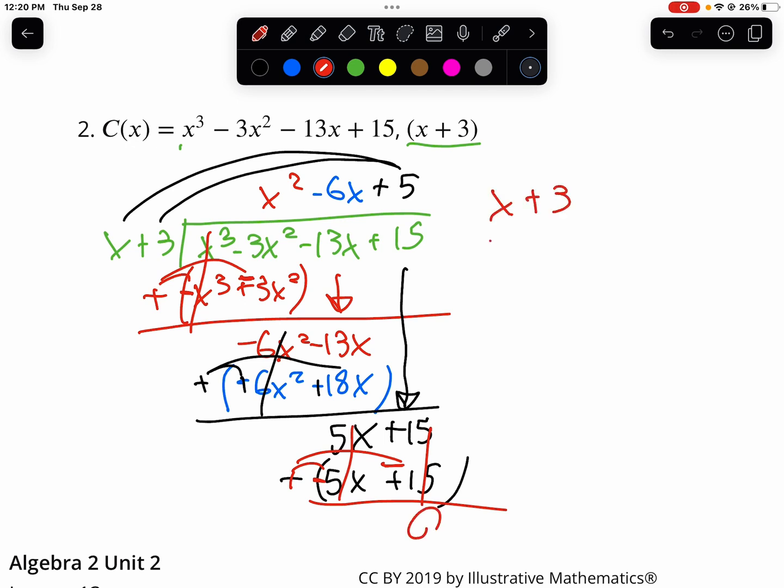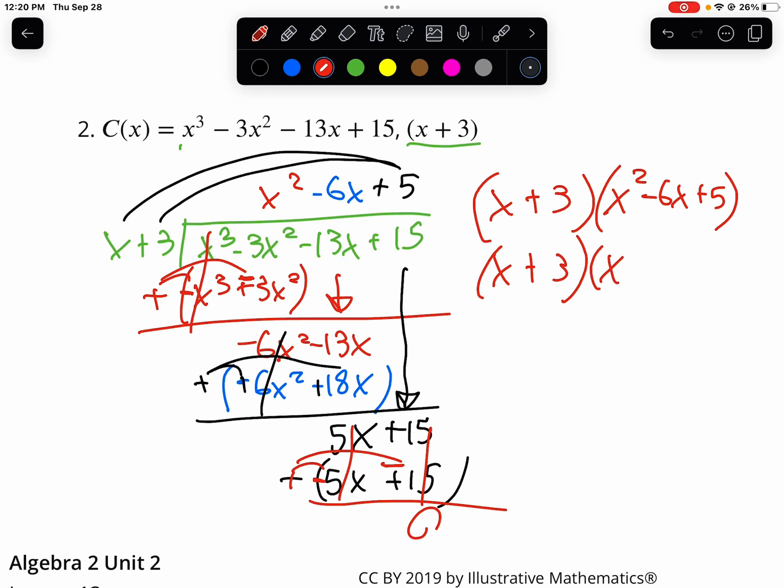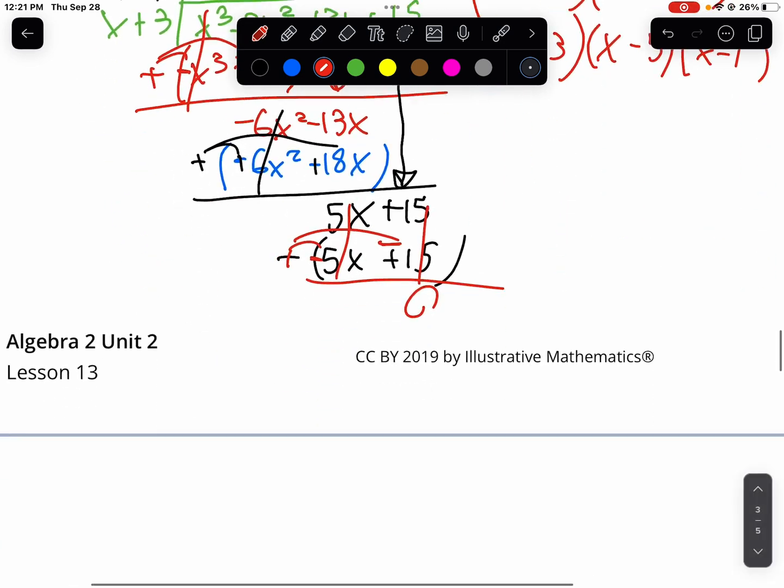X plus 3 is a factor, and we can rewrite it as x plus 3 times x squared minus 6x plus 5. Then what we're left with is we have to factor the second term to find the zeros, and we're going to get x minus a number and x minus a number. Why? We need two numbers that multiply to positive 5 and add to negative 6, so they both have to be negative. What two numbers multiply to give us 5? Negative 5 and negative 1. And so that's it. So we have 3 zeros there.